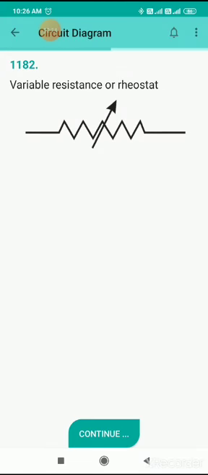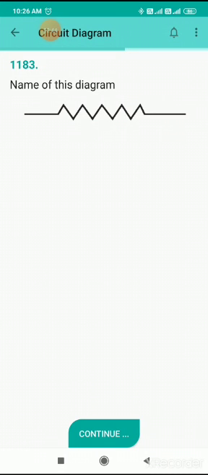This is variable resistance, or you can say rheostat. This is used to change the resistance, through which electric current can be controlled. Okay, so rheostat or variable resistance are those devices through which resistance can be changed, and due to which electric current can also be changed, because electric current is inversely proportional to the resistance.